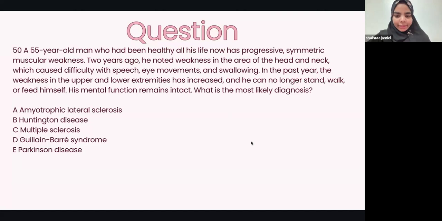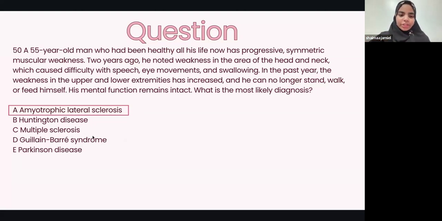So 1A, anyone has any other answer? A. Okay, yeah. So it is A. So you can see he has brain stem involvement, and then he has the other limb involvements, and also it's progressive. Like it started 2 years ago. It's not Huntington. They're gonna have choreiform movements. Multiple sclerosis, again, it's not multiple sclerosis, more relapsing, remitting, and it's gonna have sensory and motor.